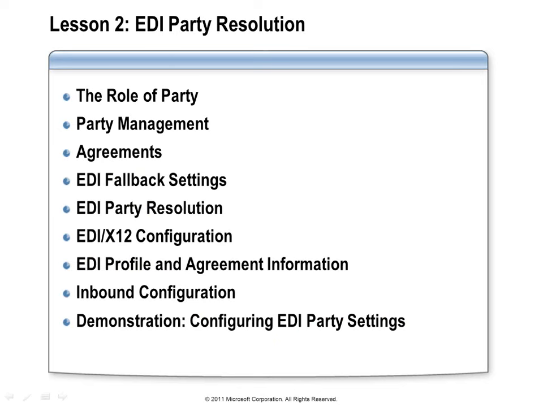In the second lesson, I want to focus on the EDI party resolution, or the mechanism by which the EDI system figures out the sending and receiving parties. So we'll look at how a party gets involved in these EDI interchanges and how you manage those parties. We'll also see how agreements are managed now in BizTalk Server 2010. We'll see some of the fallback settings or global settings that can kick in if you don't supply vendor-specific settings.